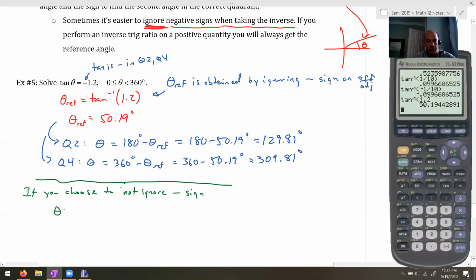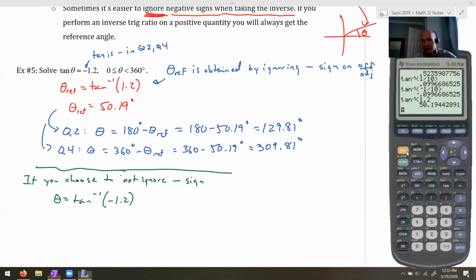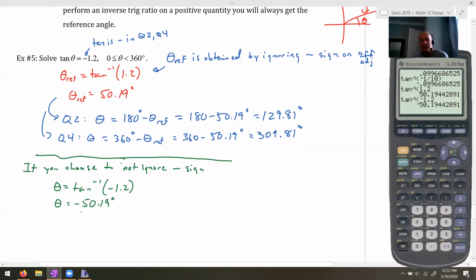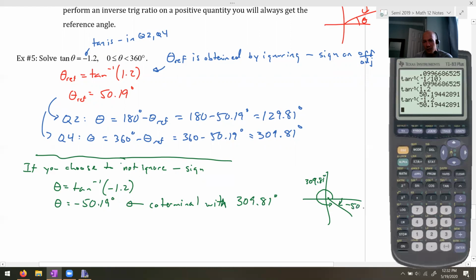when you go theta and you go inverse tan of negative 1.2, your calculator is going to spit out an answer of negative 50.19 degrees. So the thing you must appreciate about this is that is the correct answer. This is actually coterminal with 309.81, right? Because you can spin around this way, and that's 309.81, or you can go this way, and that's negative 50.19.